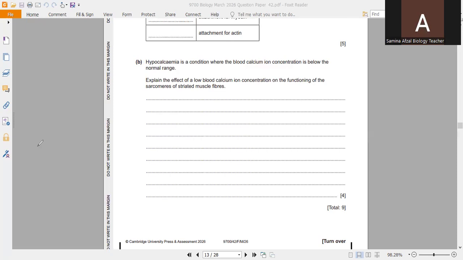Students, if there is a low blood calcium ion concentration, then what can happen? First of all, fewer calcium ions will enter the sarcoplasm. When they are low, there will be reduced binding to troponin. And when there is less binding to troponin, myosin does not move, so cross bridges cannot be formed. These are the effects when there is a low blood calcium ion concentration. Let me write in the given space.